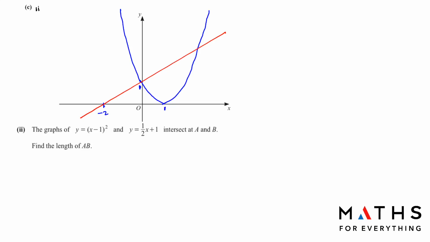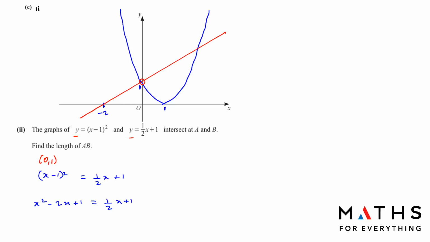C2, the graphs of y equals (x minus 1) square and y is equal to half x plus 1 intersect at A and B. We can see there's an intersection. Find the length AB. We already have one point here, which is 0, 1. We need to find another point. To find the point of intersection, we have to make the y equal to y. So we will write (x minus 1) square is equal to half x plus 1. You have to expand this and you will get x square minus 2x plus 1 is equal to half x plus 1.